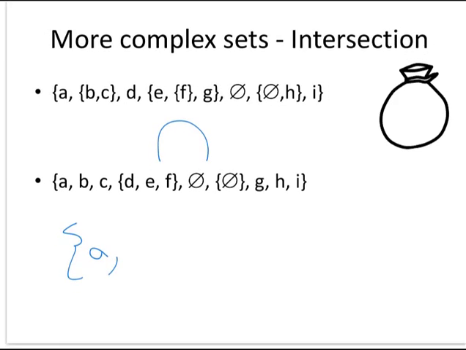If I look, I don't see a set containing BC down here, so I'll skip that. Is there a D by itself? Nope. A set containing this stuff? Nope. The empty set by itself? Oh yeah, that's there, so we need to add that down below.